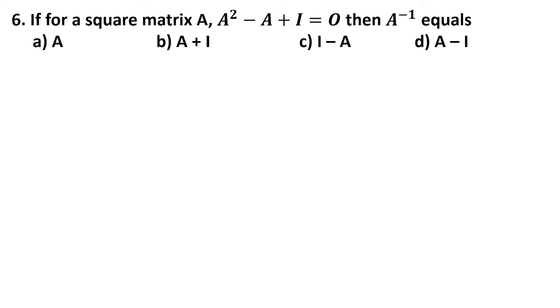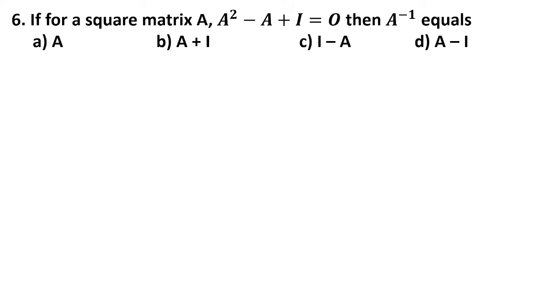You have been given A square minus A plus I is equal to 0. From that, you have to find A inverse. Please recollect, these types of questions normally come in 3 marks and 5 marks, where you have to prove an equation involving a matrix. That equation is actually called the characteristic equation. From there, you have to find A inverse. Now that part has been asked in 1 mark.